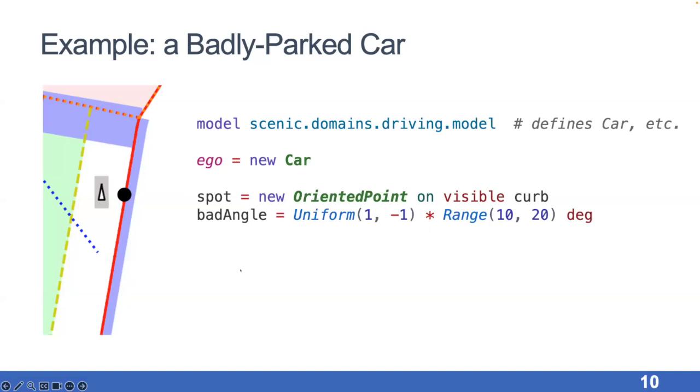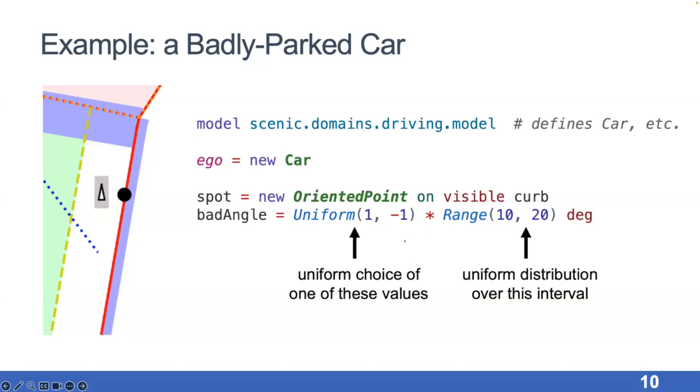Okay, so the next thing we're going to do is pick an angle for this car to be parked at. The way we're going to do that is we're going to say, pick an angle uniformly at random between 10 and 20 degrees. So this is a uniform distribution over that interval, and then multiply it by either 1 or -1 with equal probability. So we'll end up with 10 to 20 degrees left or right. That's the angle we want this car to be parked at.